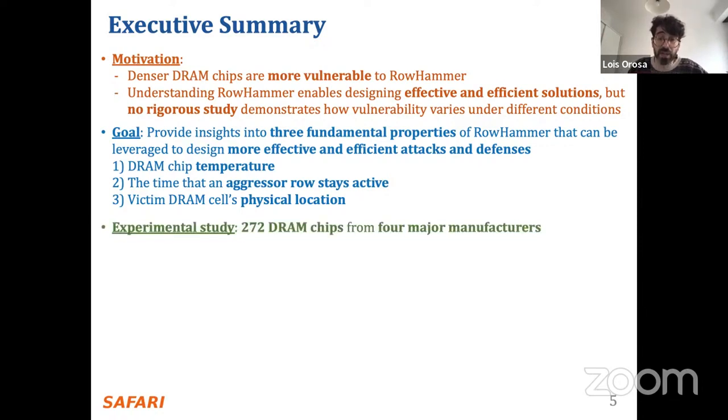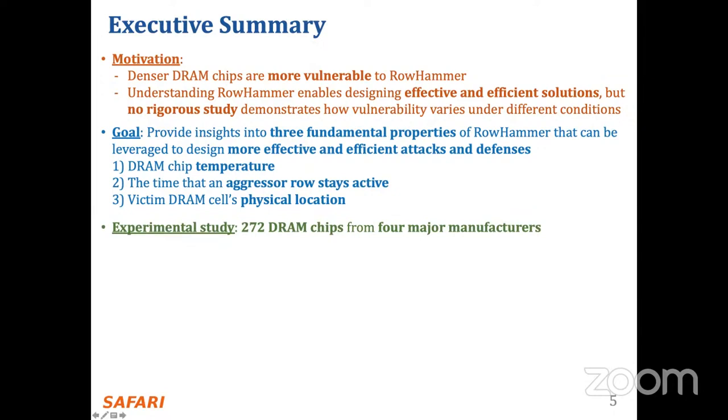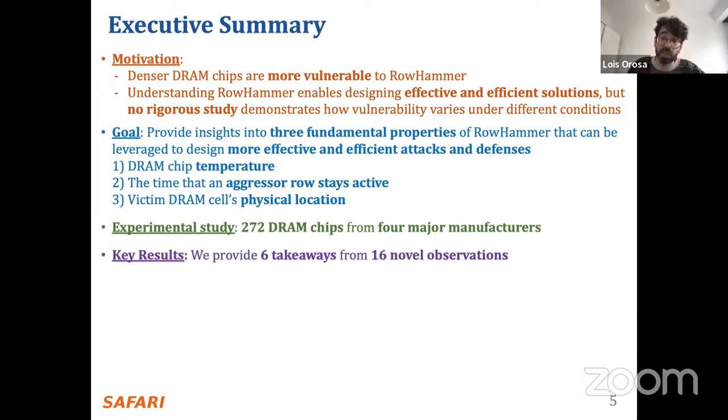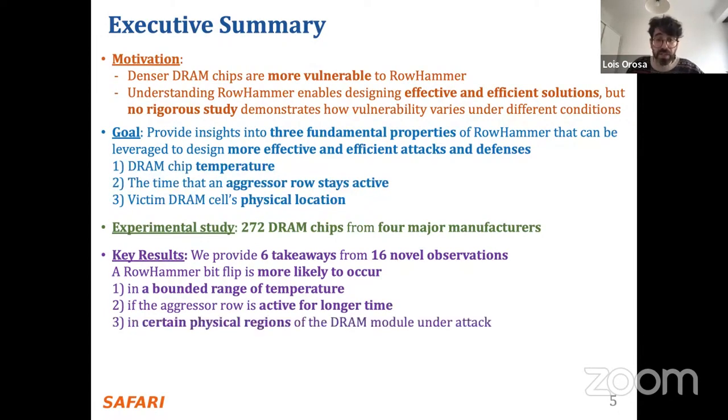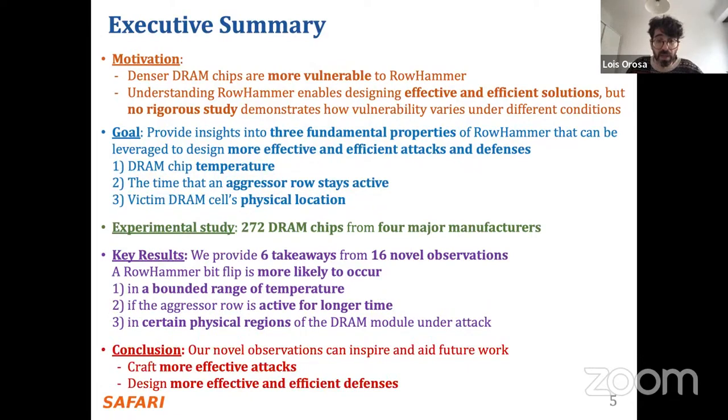In this study, we test 272 real DRAM chips of DDR3 and DDR4 modules from 4 major manufacturers. Based on our analysis, we draw 6 key takeaway lessons from 16 novel observations. Among these, we highlight that a RowHammer bit flip is more likely to occur in a bounded range of temperature, if the aggressor row is active for longer time, and in certain physical regions of the DRAM module under attack. Based on our findings, we propose several improvements and show that our novel observations can inspire and aid future work on crafting more effective attacks and designing more effective and efficient defense mechanisms.